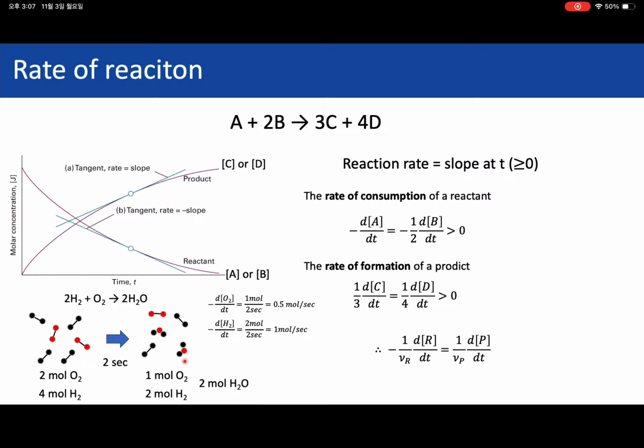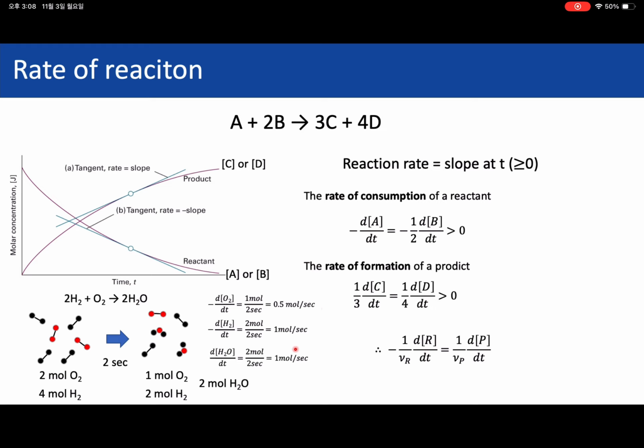So now let's see the hydrogen. We can see that it decreased from 4 mole to 2 mole over 2 seconds. So now we have 1 mole per second. Sorry, the rate of consumption of the hydrogen molecule.